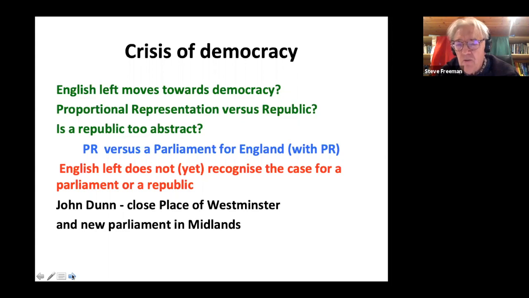Close down the Palace of Westminster. Maybe you could turn it into flats or a museum, I don't know which, and then build a completely new building in the centre of the country to unite the country together, elected by proportional representation, all those other things, and stop spending about 6 billion quid trying to rebuild the rotten Palace of Westminster and all its completely crazy, corrupt ways of being. So I think there is a strong case for an English parliament.